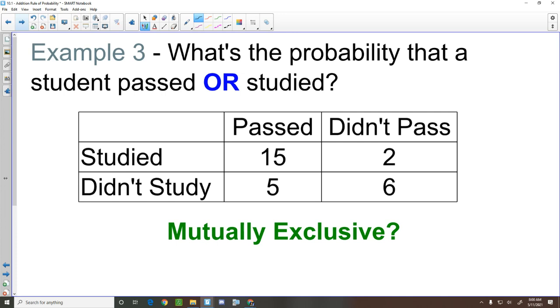And I want to know, what's the probability that a student either passed the test or that they studied? All right, what is the probability that the student passed the test or they studied? Go ahead and try to figure that out from this table. Take like a minute, 2 minutes. See if you can read that table. I'm not going to go into any more detail about this table yet, but see if you can look at it and figure that out.